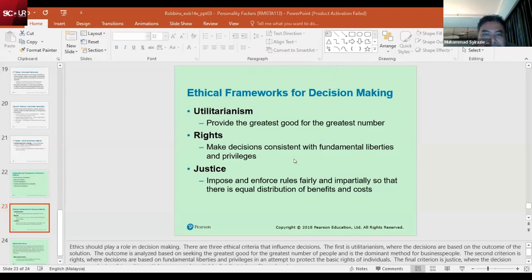The second ethical criterion, rights: make decisions consistent with fundamental liberties and privileges. The third one is justice: impose and enforce rules fairly and impartially so that there is an equal distribution of benefits and costs. These are the three ethical frameworks in decision making.